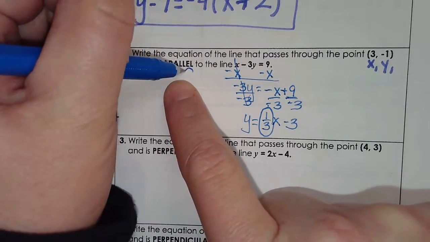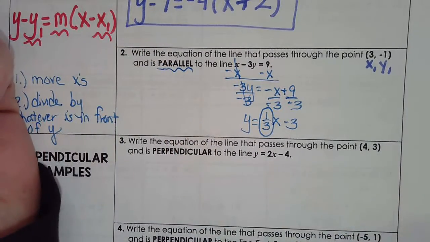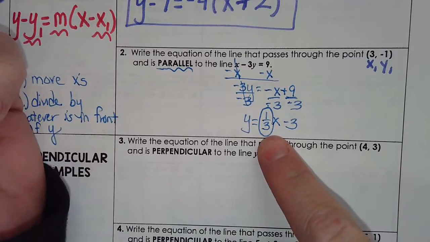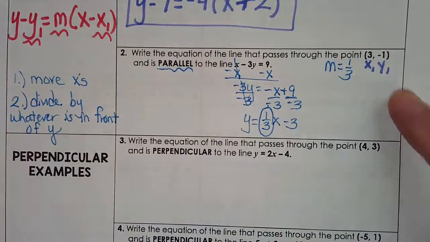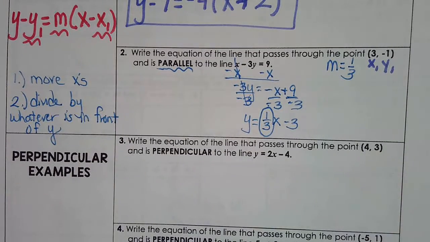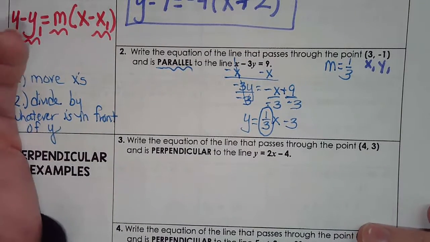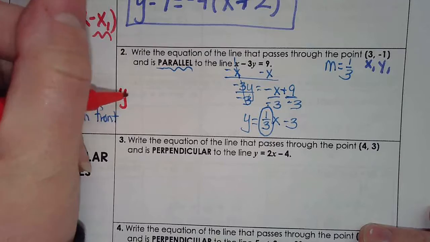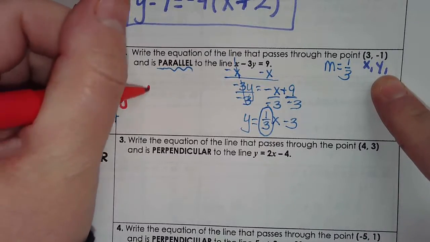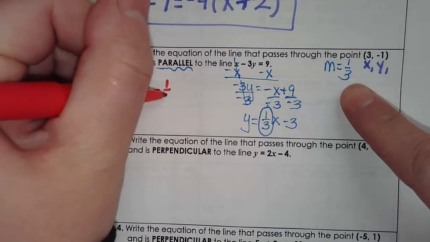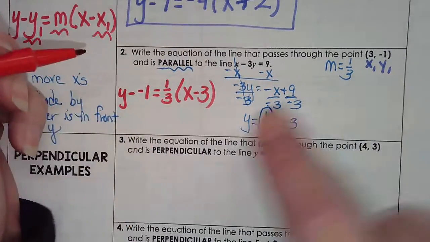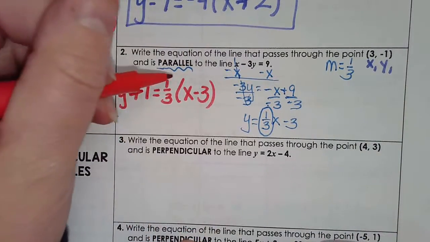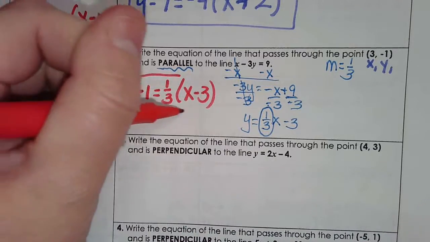So since my lines are parallel, that means that they have the same slope. So I take this 1/3, and my new line will also have a slope of 1/3. So now I can write my equation in point slope form. y minus y1 equals m, parentheses, x minus x1. Don't leave it as a double negative. Change it to a positive, and you're done and good to go.